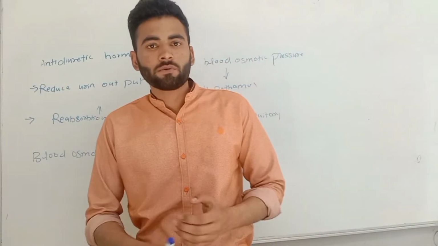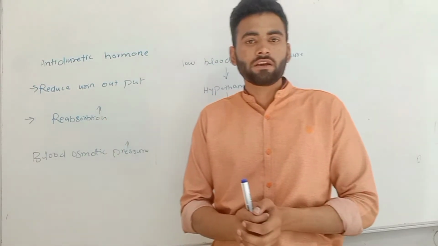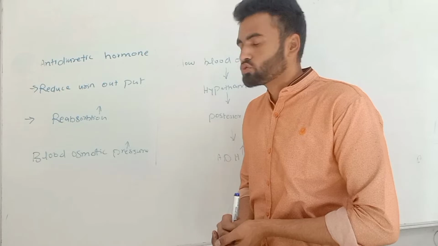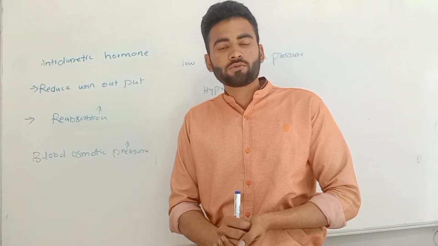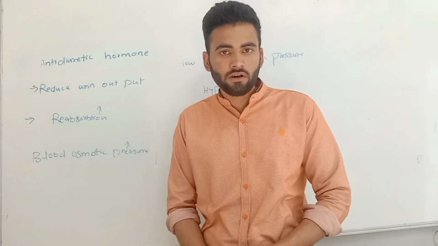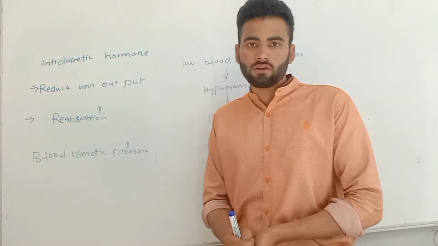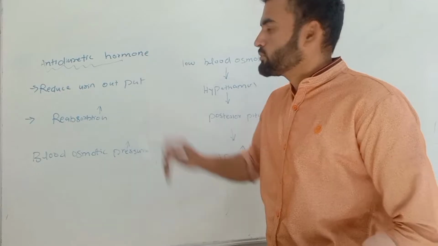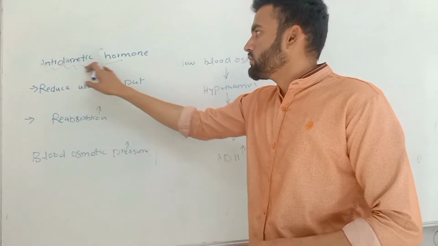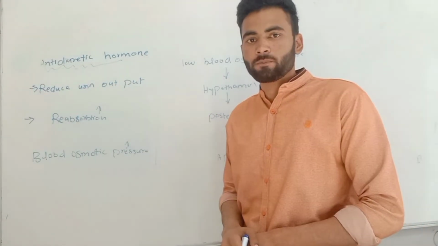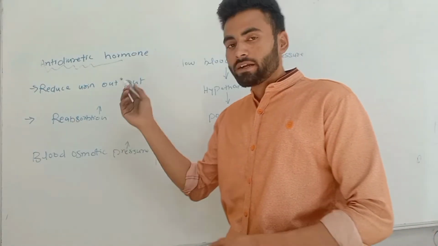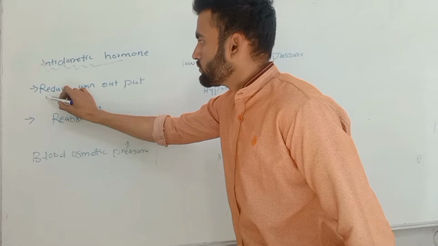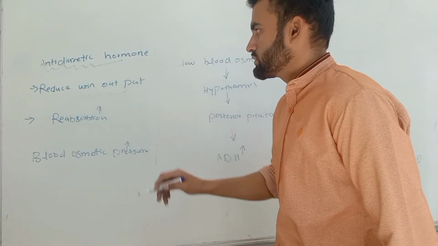Now let's start with the hormones that are secreted by the posterior lobe of the pituitary gland. Actually, there are two hormones. They are secreted by the posterior pituitary, that is the antidiuretic hormone and the oxytocin hormone. So let's see the first hormone that is secreted by the posterior pituitary, the antidiuretic hormone, ADH. And what is the function of antidiuretic hormone? The function of the antidiuretic hormone is to reduce the urine output.